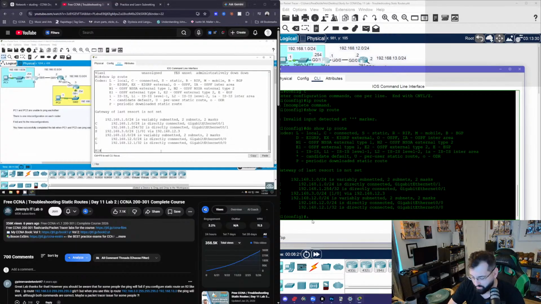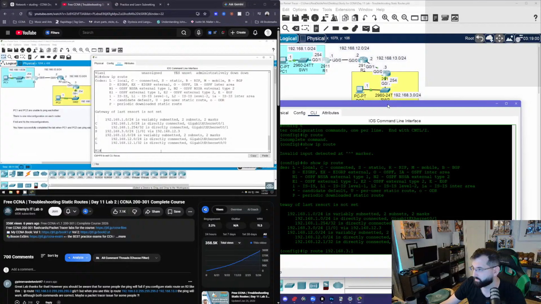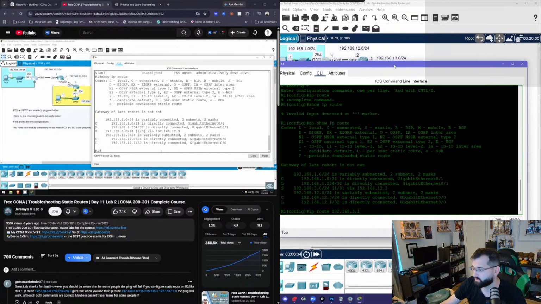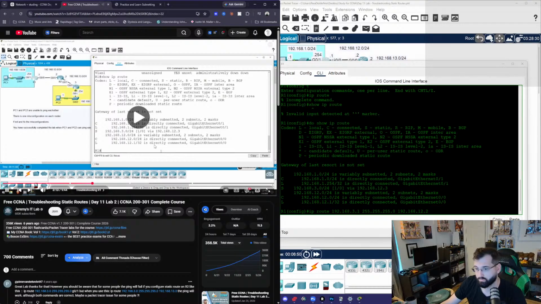So does that mean it's as simple as ip route where we're trying to go to, which is 192.168.3.1, right? Yes. 255.255.255.0. And then our next hop, which is 192.168.12.2. Correct? Which is the IP address of R2's G0/0 interface.